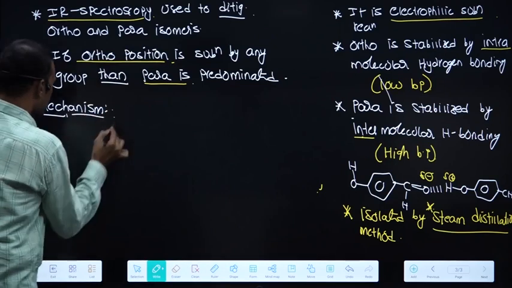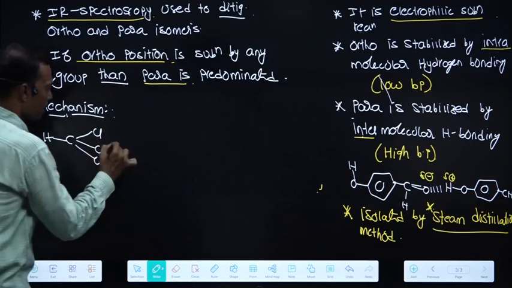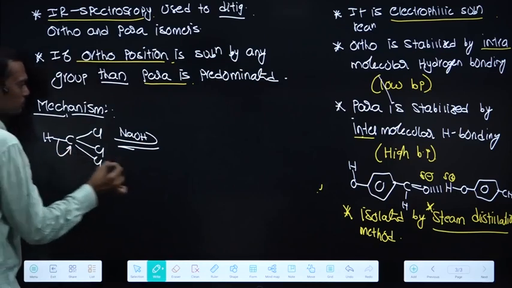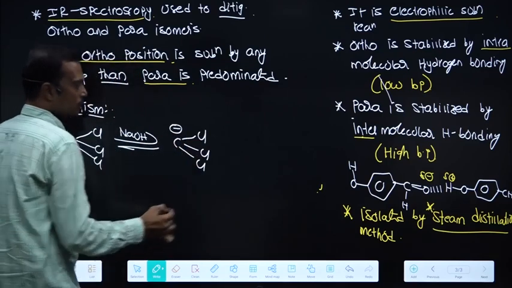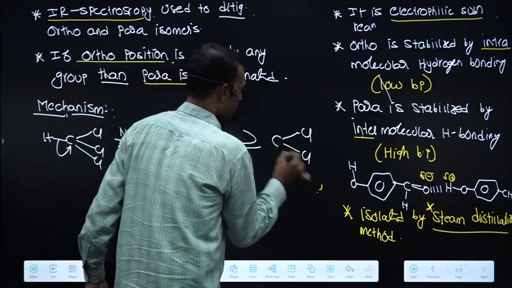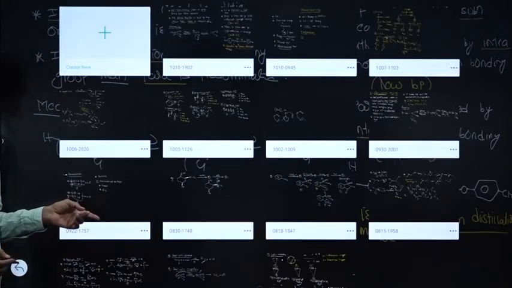See, this is the mechanism. First I am taking chloroform: chlorine, chlorine, chlorine. Now what am I using? Sodium hydroxide. Hydrogen is removed, and the carbon carries how many chlorines? Three chlorines. Carbanion. Then there is a loss of a chlorine atom. After loss of the chlorine atom, you get a carbene. Dichlorocarbene is the intermediate in this reaction.